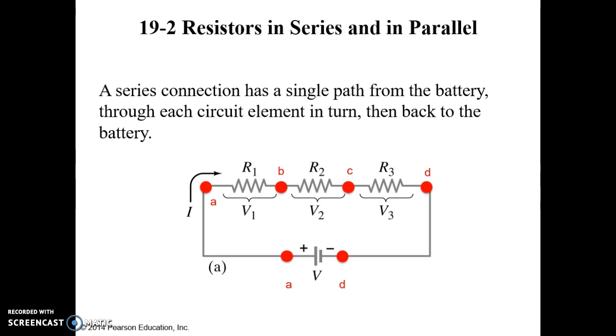Notice that the potential at the two red dots at A are the same value, and the same with the two points at D, which are both at a value of 0. The potential will start at some value at point A and will drop in value after each resistor until it reaches 0 at point D.